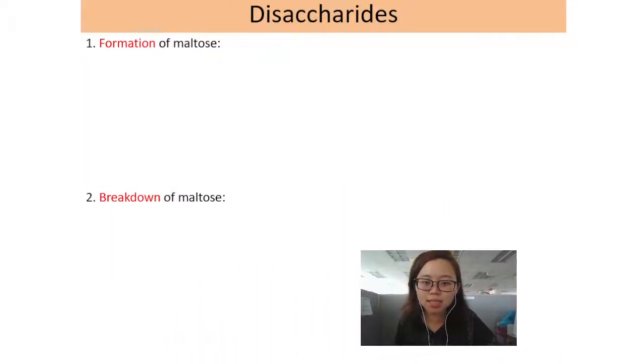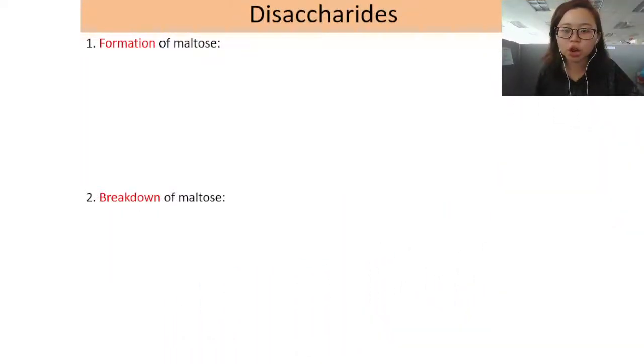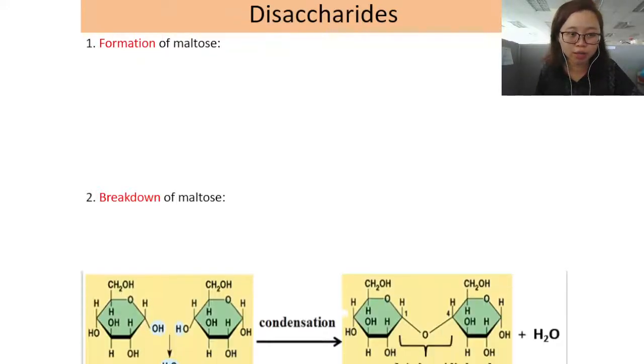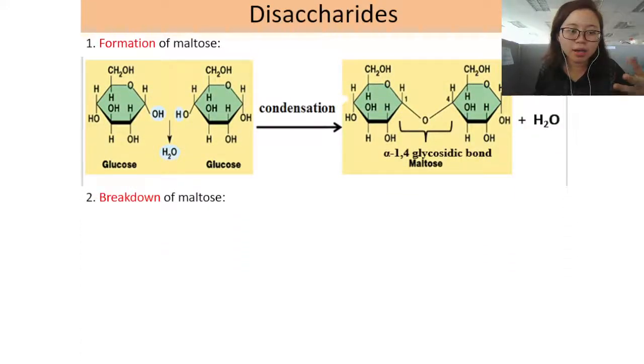So this is a slide showing the formation of maltose and the breakdown of maltose. Mari kita tengok. Ini formation of maltose, glucose dengan glucose. Salah satu daripada dia akan derma OH. Yang kedua akan derma H. Dan keluarkan water. Condensation. So it will form this maltose. Yang tengah-tengah ini yang nampak macam dia berpegang tangan ini adalah alpha 1,4 glycosidic bond.